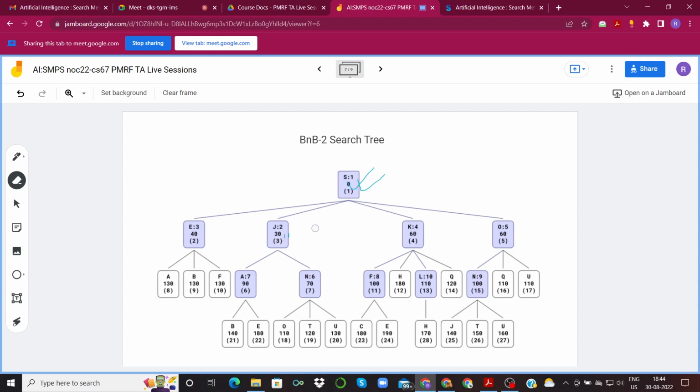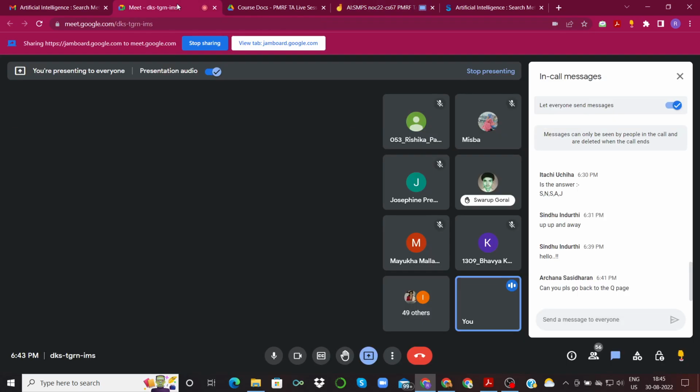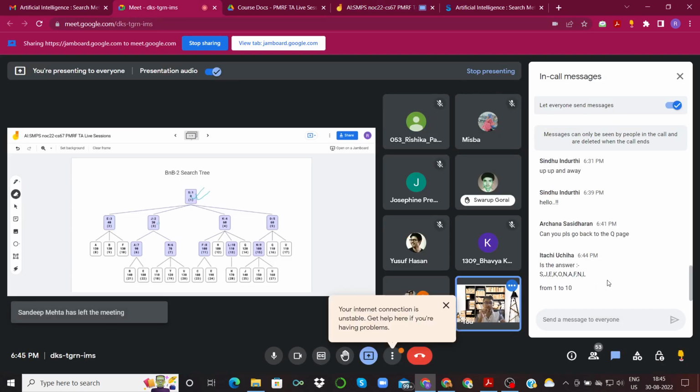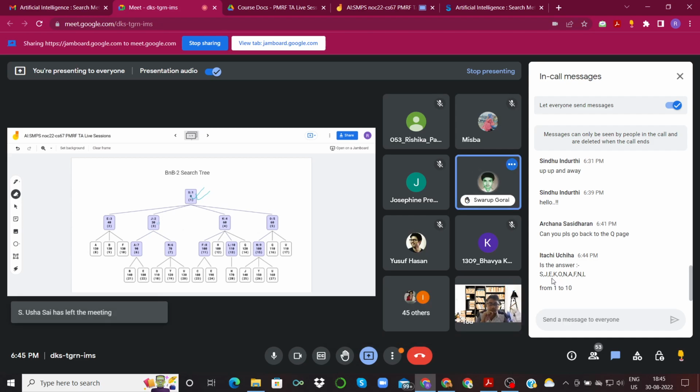BNB2 search. Yeah, so in the interest of time, I would encourage you to explore this. Okay, so we have an answer. Let's check. One of your friends suggested that the first node to be refined would be S. Yeah, that's right. Then J, then E, then K, then O, right? Then N, then A, then F, then again N, and then L.